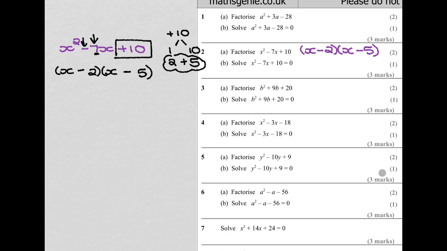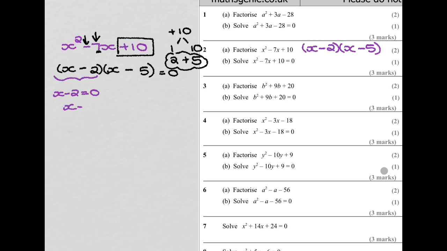For question 2b, I take it one step further. So I've got it now equal to 0, and I'm going to take each one of these brackets and make it equal to 0. So I've got x minus 2 equals 0. Take the minus 2 over the equals, balance it out, which means that x is equal to positive 2. If you're really confused as to how I'm doing this, when you balance an equation, in other words, when I take the minus 2 across, it changes sign.